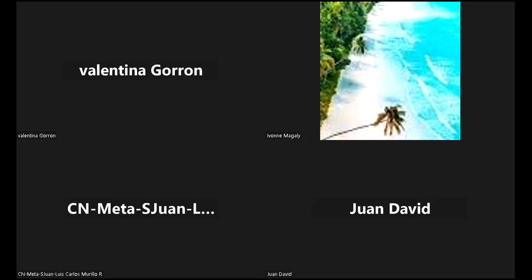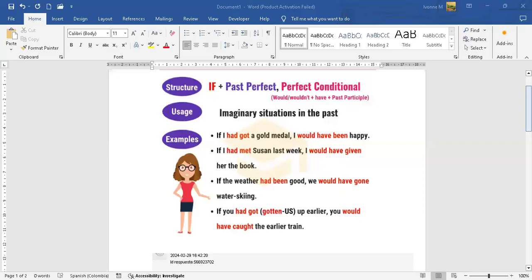So I will share my screen. Please, here it is. Okay, so here I put a Word document. I was doing that while I was waiting for you. And this is the main structure of the third conditional. Remember that now you can see my screen. This is the main structure of the third conditional.